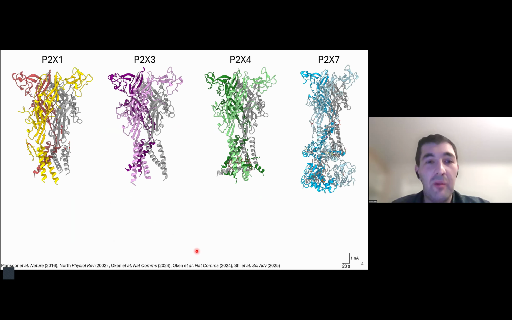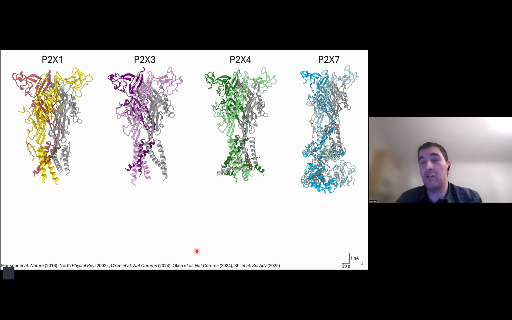P2X receptors are trimeric non-selective cation channels activated by extracellular ATP. There are 7 P2X subtypes, P2X1 through P2X7, that assemble as both homotrimeric and heterotrimeric channels. And P2X subtypes are distinct because they are activated by different concentrations of extracellular ATP and have distinct channel open times profiles as well as kinetic properties.